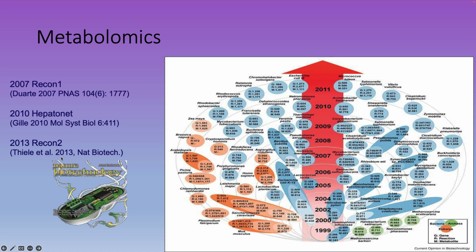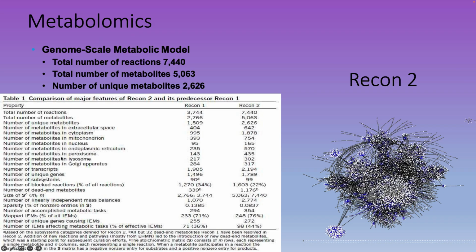We're actually now on Recon 3D. We're no longer on Recon 2. But these show the number of reactions occurring in these different groups. When you look at one of these genome-scale models in humans, for Recon 2, you're modeling about 7,500 different reactions with all the different metabolites that are included, right?